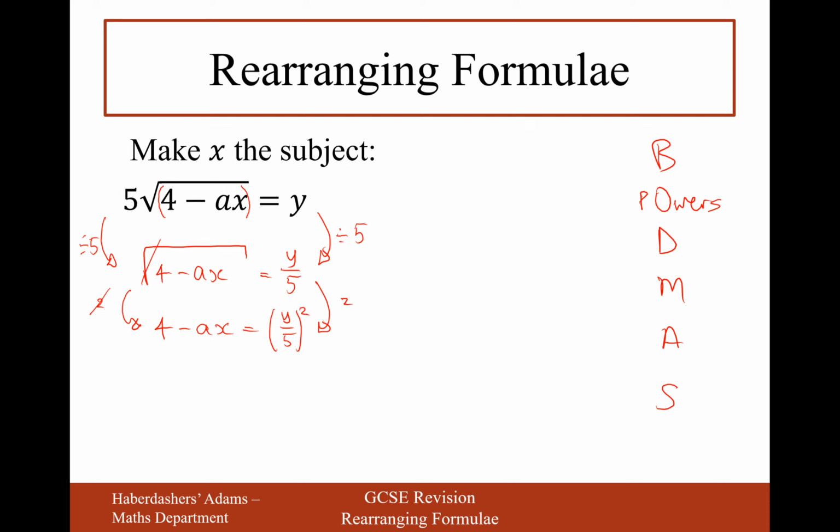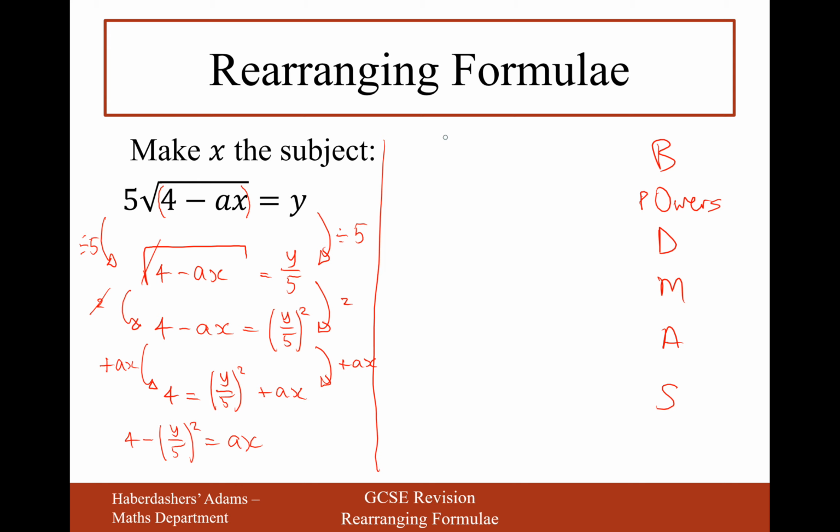x is in a bit of a negative situation here, so I'll add that term, plus ax, onto the other side. So it's going to be 4 equals y over 5 squared plus ax. Then I'll subtract this thing here onto the other side, so it'll be 4 minus y divided by 5 squared equals ax. And then I think I'll have to restart at the top of this section here.